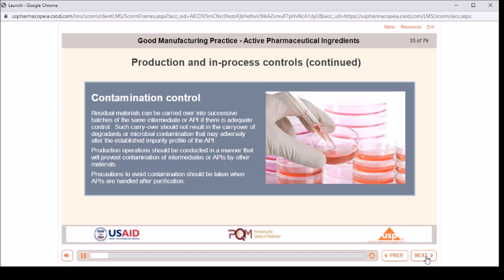Production and in-process controls, continued. Contamination control. Residual materials can be carried over into successive batches of the same intermediate or API if there is adequate control. Such carryover should not result in the carryover of degradants or microbial contamination that may adversely alter the established impurity profile of the API. Production operations should be conducted in a manner that will prevent contamination of intermediates or APIs by other materials. Precautions to avoid contamination should be taken when APIs are handled after purification.